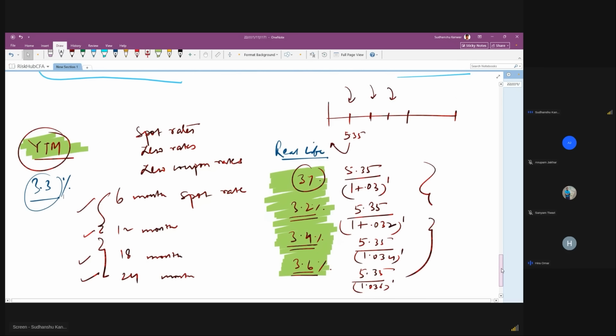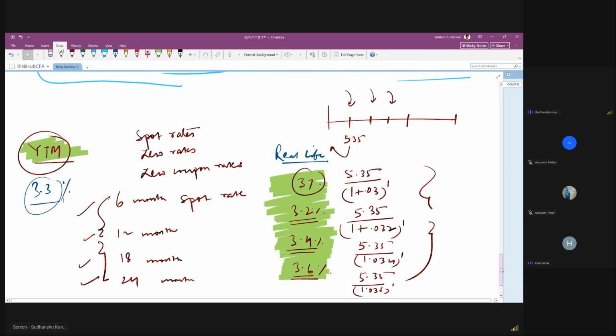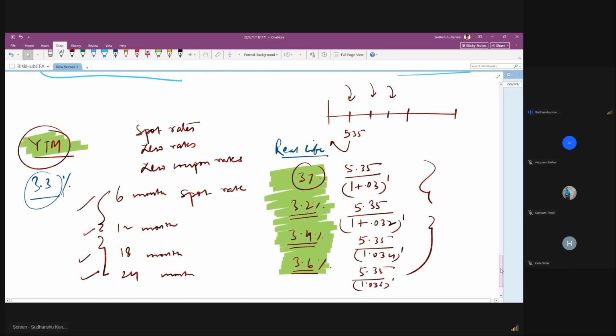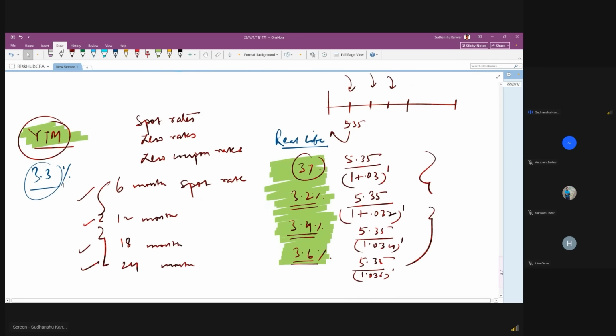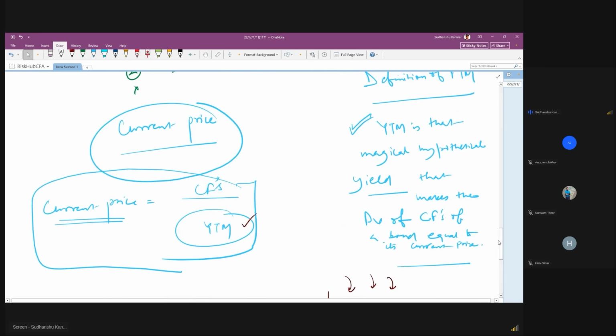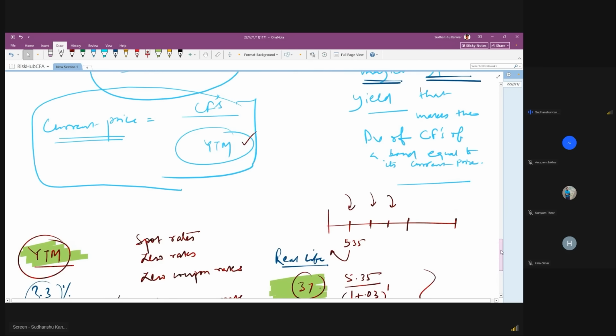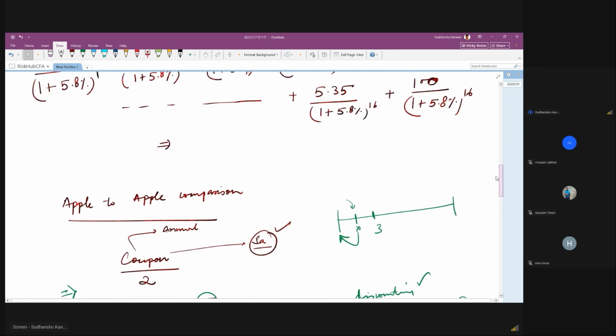Yes, it makes sense. In the real world, we have spot rates like this, changing with time: 3, 3.2, 3.4, 3.6, whatever. YTM is a magical hypothetical number which we have created so that we can match the cash flows with the current price and come out with a single number. We don't want different spot rates for different time periods. We want one number which says, near about, these are my rates. That is why we do this.